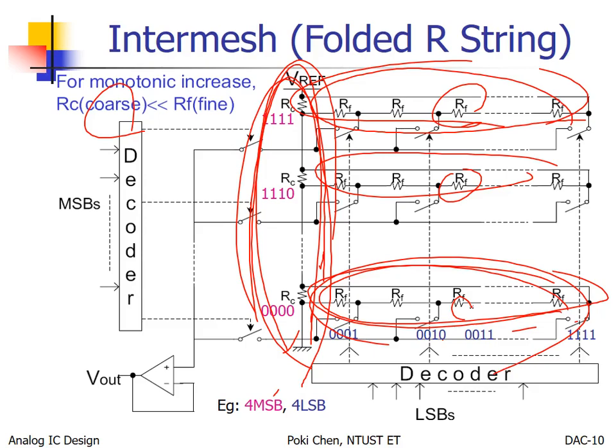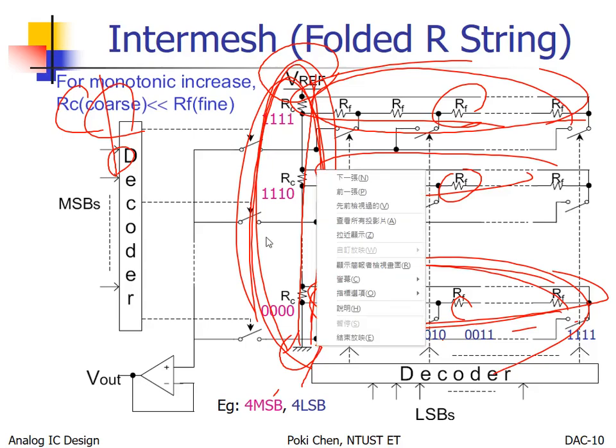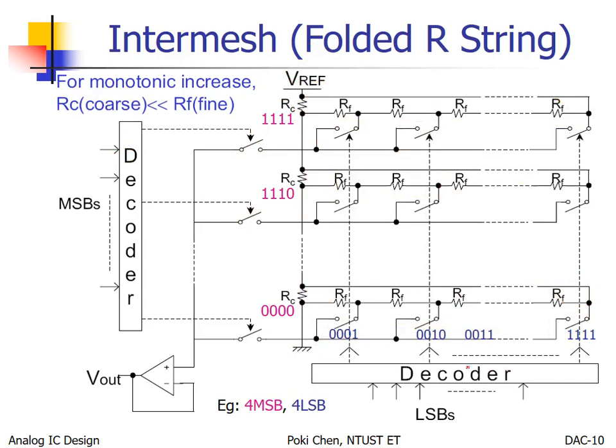But again, nothing is free. You need to pay what? Power. Because RC should be much smaller, there will be a huge current from RF to the ground. Really bad. To enhance your linearity, you need to pay power and extra chip area. But anyway, this is a very good example.